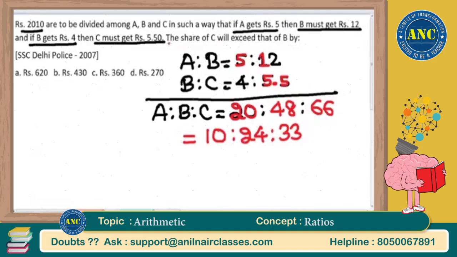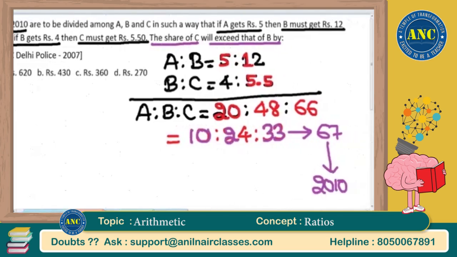Next statement says, the share of C will exceed that of B by how many units? Now, first of all, according to ratio, A is getting 10, B is getting 24, C is getting 33. Total money they are having is 10 plus 24 is 34. 34 plus 33 is how much? It is 67. According to ratio, it is 67. According to question, how much? It is 2010. It is given.